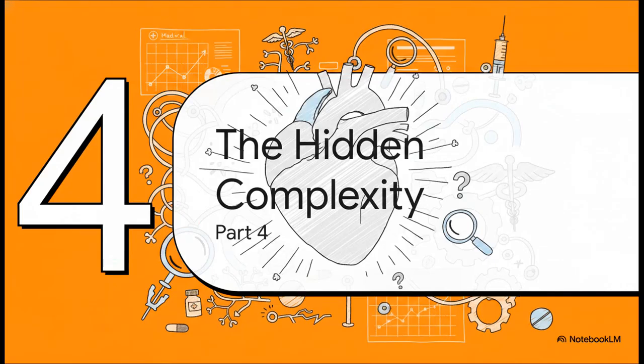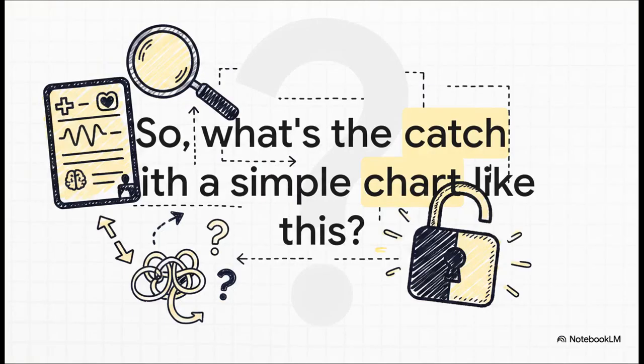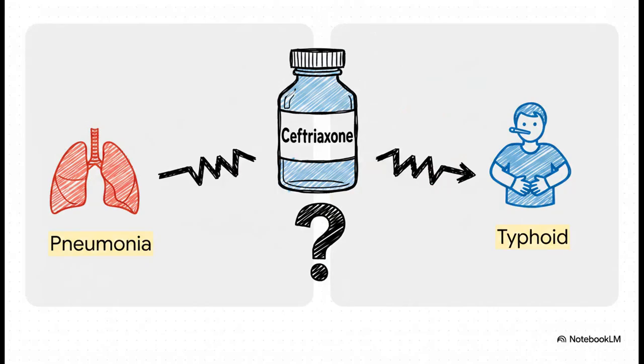So far, we've just been reading what's on the chart, but the real lesson here isn't what's on the chart. It's what the chart's simplicity is hiding. This is where we really get to the heart of it. Which brings us to the big question, right? If all the information is right there in black and white, what's the catch? Why can't we just use this as a guide? And this is where that whole illusion of simplicity just completely falls apart.